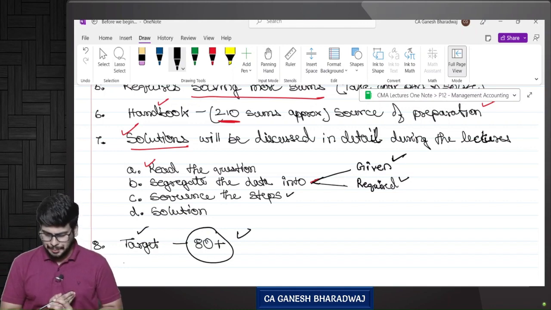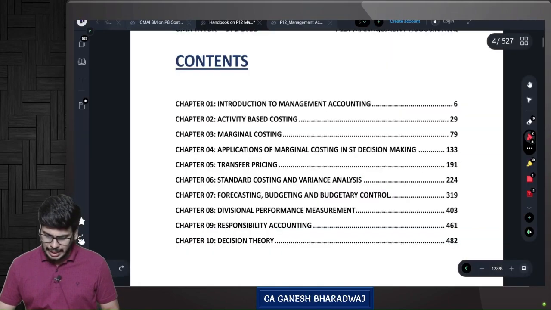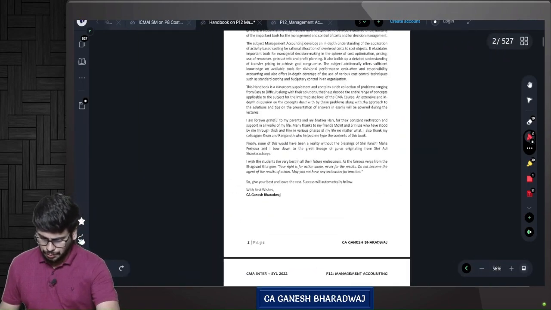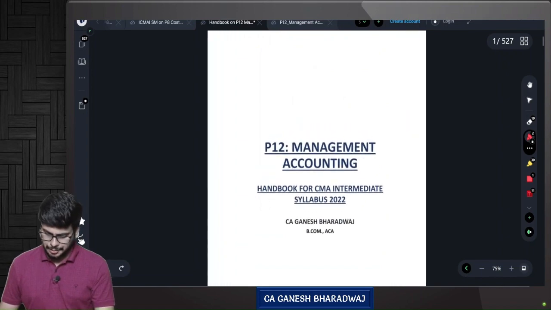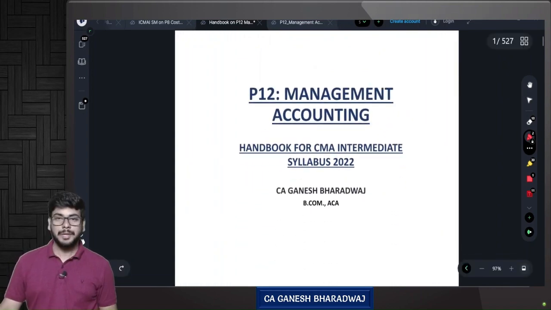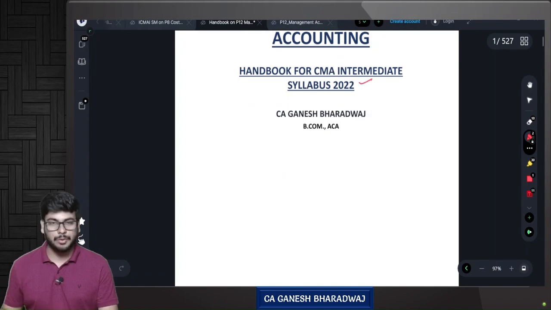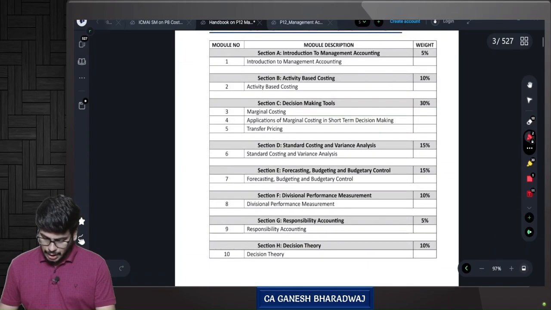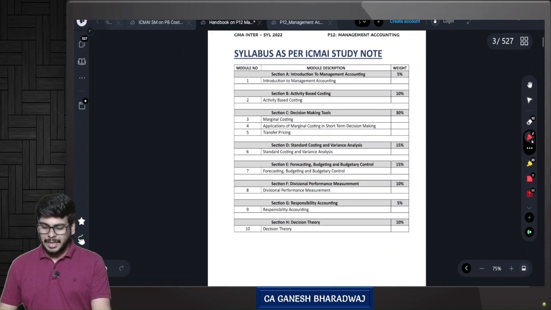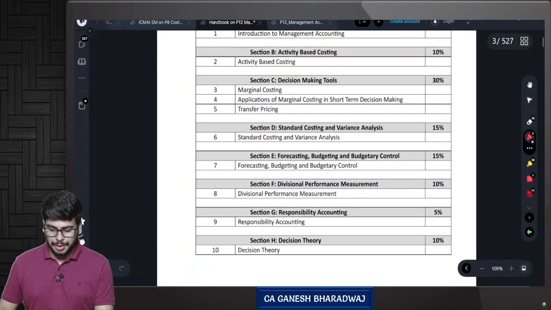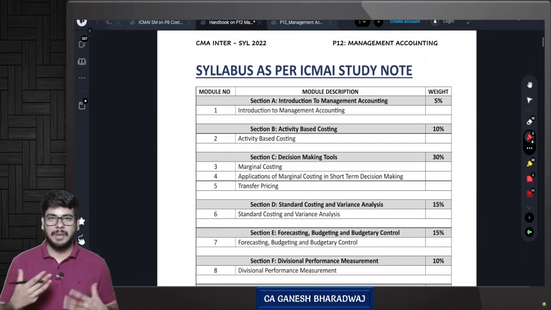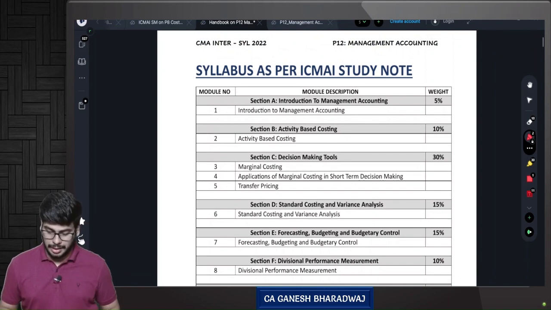Yes. Now let me walk you through the handbook that will be given to you in this particular subject, paper 12, management accounting. So you will be getting this handbook for CMA intermediate, paper 12, management accounting. This is as per syllabus 2022, the latest syllabus. As per the CMA Institute study note, the study material of CMA Institute is called a study note.